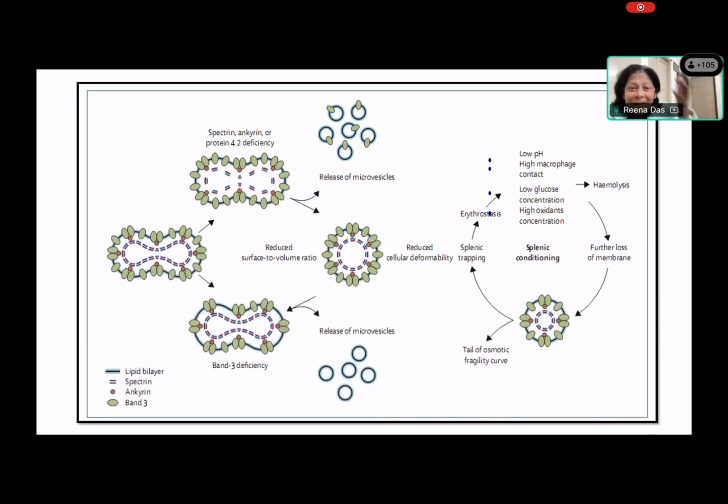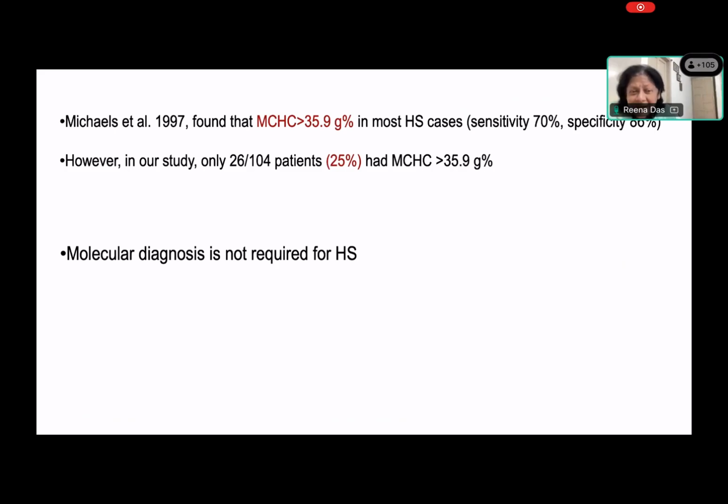So in the pathogenesis of any of the deficiencies, meaning whichever protein is deficient, the end effect is that your band 3 is reduced, and that's why your EMA dye test is going to be reduced in the flow cytometry. So in our study, we found that this MCHC that we give so much importance to, being more than 35.9 gram percent, only 25% of our hereditary spherocytosis cases had this. We don't know the reason for that.